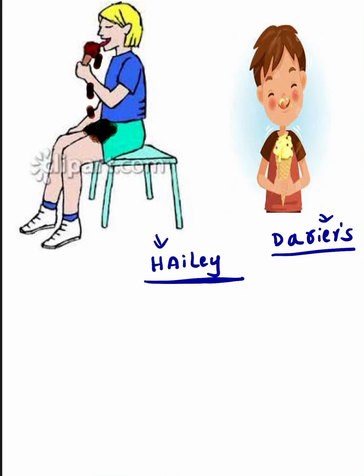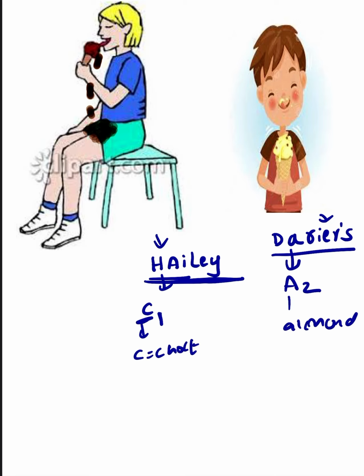Let me introduce two kids: she is a big sister and he is her brother. She loves chocolate ice cream, whereas her brother loves almond ice cream. Why did I say chocolate ice cream? See, in Hailey-Hailey disease C1 is damaged, whereas in Darier's disease A2 is damaged. C means chocolate, whereas A means almond. Most people love chocolate more than almond, so chocolate 1, almond 2.